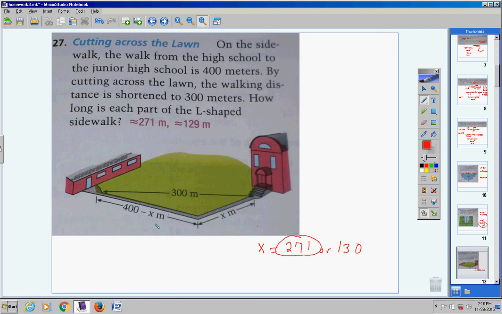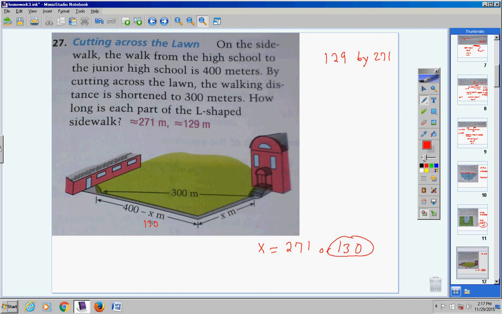So put 271 in for x. 400 minus 271 is going to give you 129. And then for x right here, I'm going to put 271. So there's my dimensions. One sidewalk is 129, the other sidewalk is 271. Okay, now let's choose the other answer. Now let's use this for x. And you get the exact same answer, so it doesn't matter. Watch. I'm going to put 130 in for x right here.